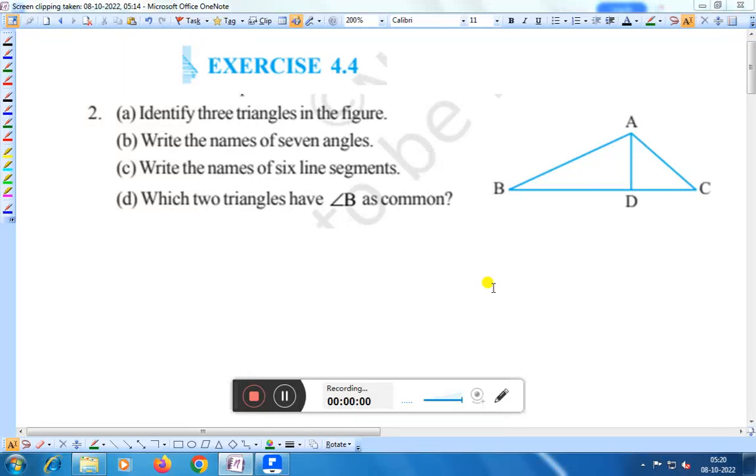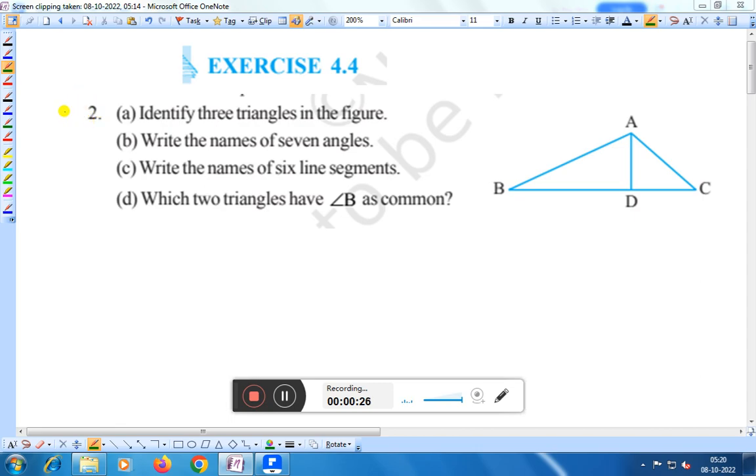Hello everyone. Today we shall discuss exercise 4.4 question number 2. A: Identify three triangles in the figure. B: Write the names of seven angles. C: Write the names of six line segments. And D: Which two triangles have angle B as common? Right. Question A is identify three triangles in the figure.